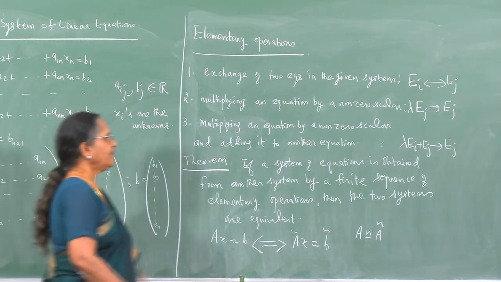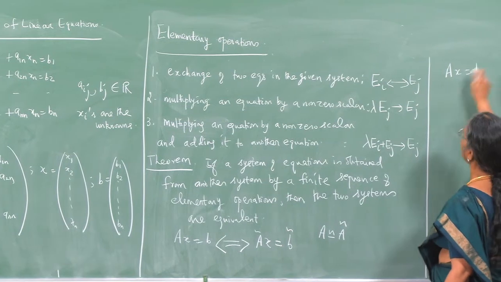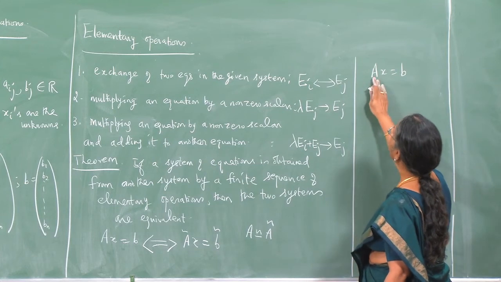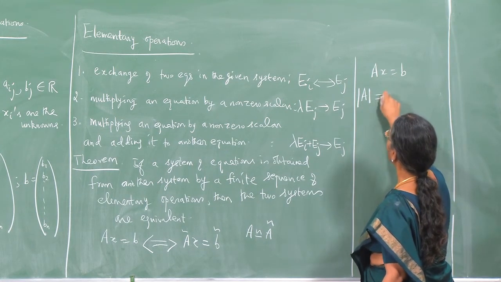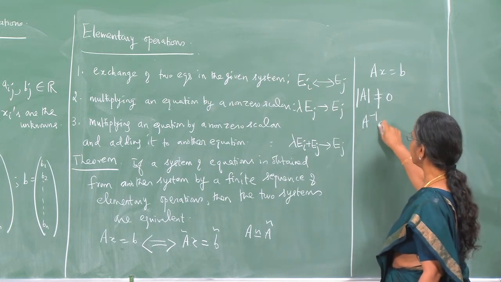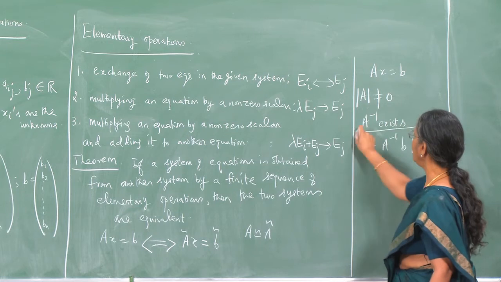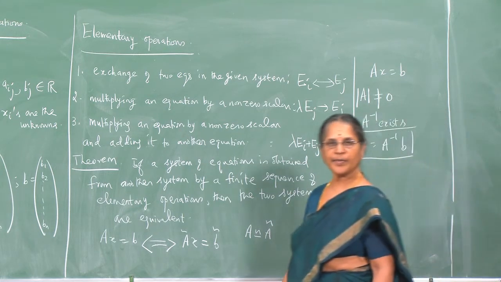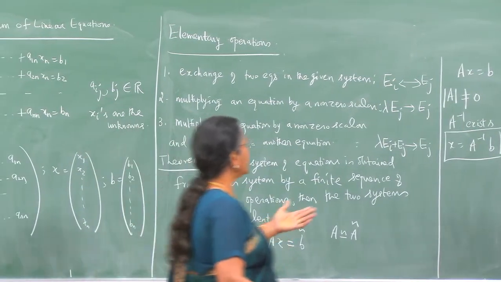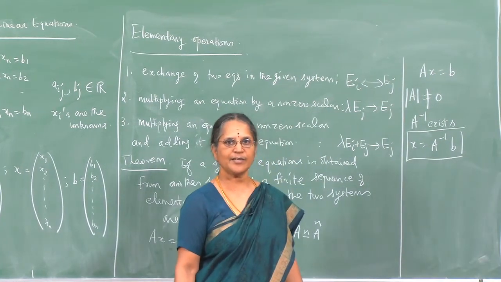So, given a system Ax is equal to B, what is it that we have done all along? We will see if A is a non-singular matrix, namely determinant of A is different from 0. Then A inverse exists, and therefore, we will write down the solution as A inverse into B. This is what we have been doing all along. So, given a system, if A inverse is available, then use this where the solution x is given by A inverse B and obtain the solution.